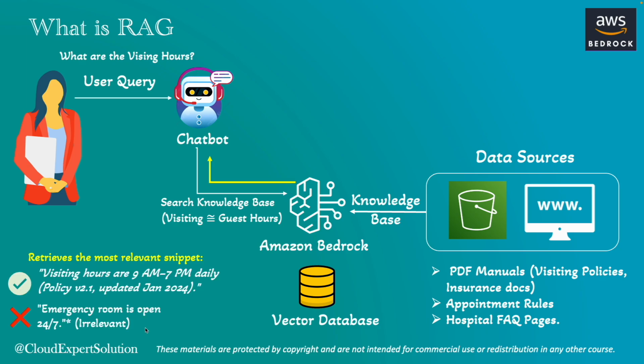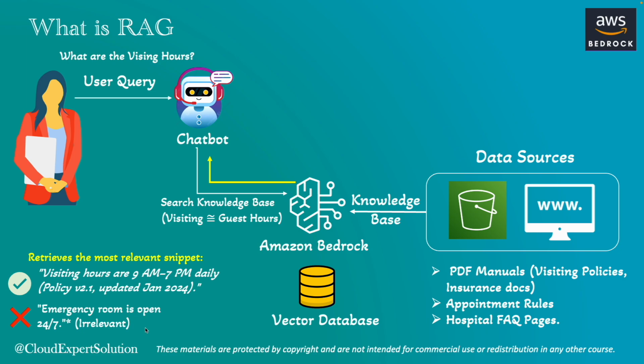Based on the available information, Amazon Bedrock retrieves the most relevant data snippet. As an example, it can retrieve that visiting hours are between 9 a.m. to 7 p.m. daily, and that is referred to in policy version 2.1, which was updated in January 2024. However, when you are talking about visiting hours, it understands that emergency room hours are not relevant. That is why if there is information that the emergency room is open 24/7, it is not going to retrieve that data, or it is not going to pass the data back to the chatbot.